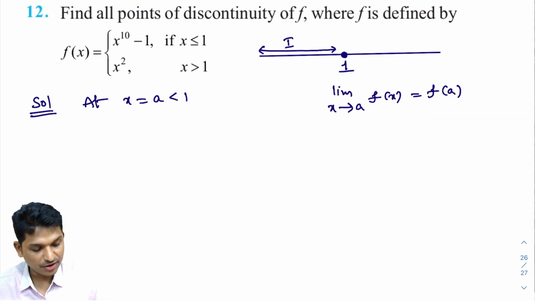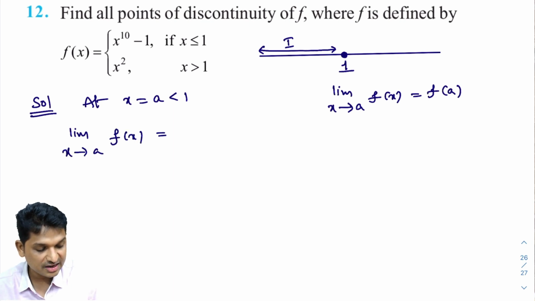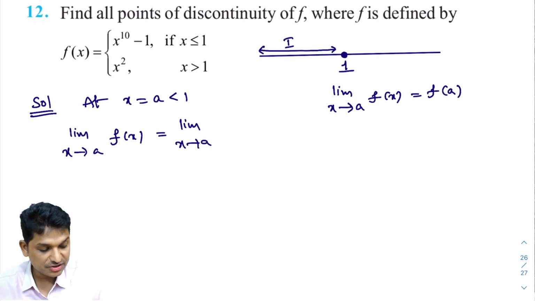Limit as x approaches a, f of x. That is equal to limit as x approaches a. Which function to choose? Here, what about the a value? The a value is less than 1, so we need to choose the first function. What is that function? The first function is x power 10 minus 1.